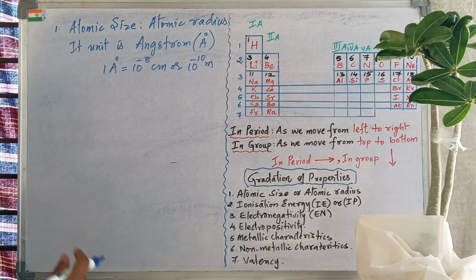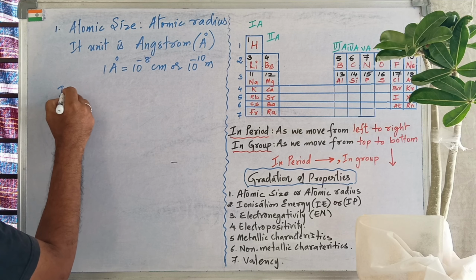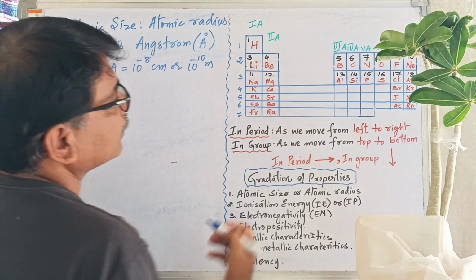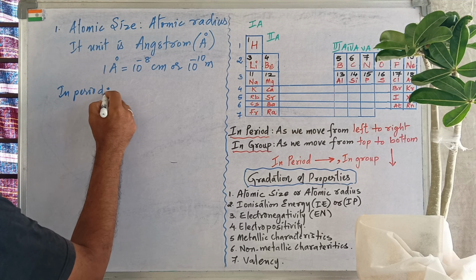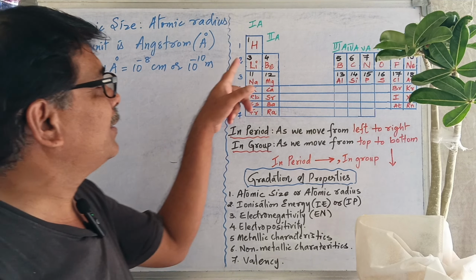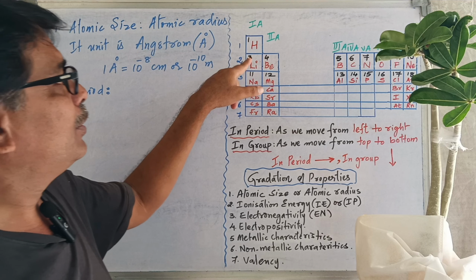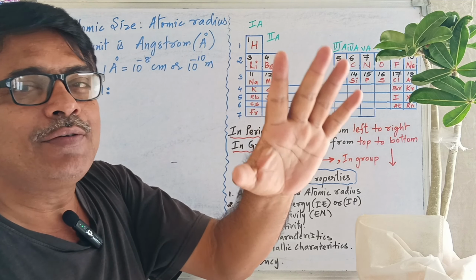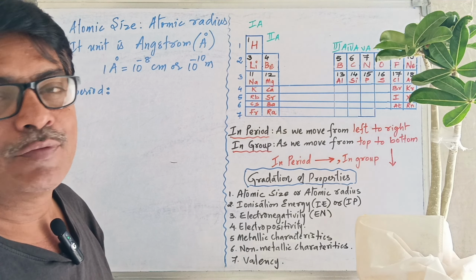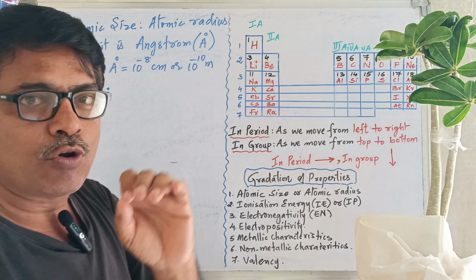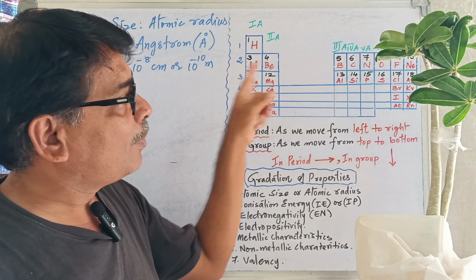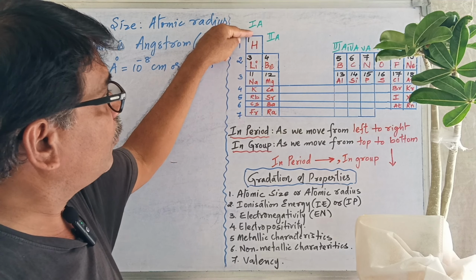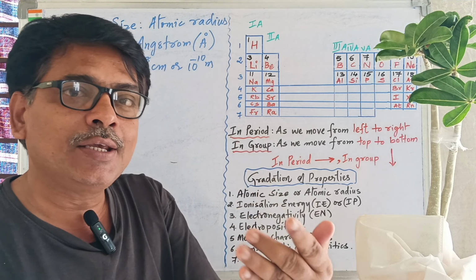Right, now the topic: in period, as we move from left to right, what happens to the atomic size? If you ask students, they will refer like this. Second period, lithium number is 3, beryllium is 4, boron 5, 6, 7, 8, 9, 10. So simply they will say that atomic size is increasing, sir. Why? Because they are referring to the atomic number, but the answer is wrong. In period, as we move from left to right, atomic size decreases. In group, as we move from top to bottom, atomic size increases.